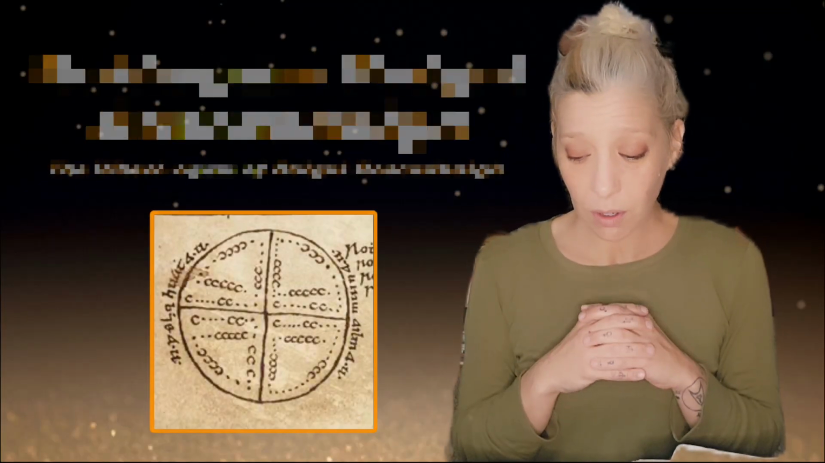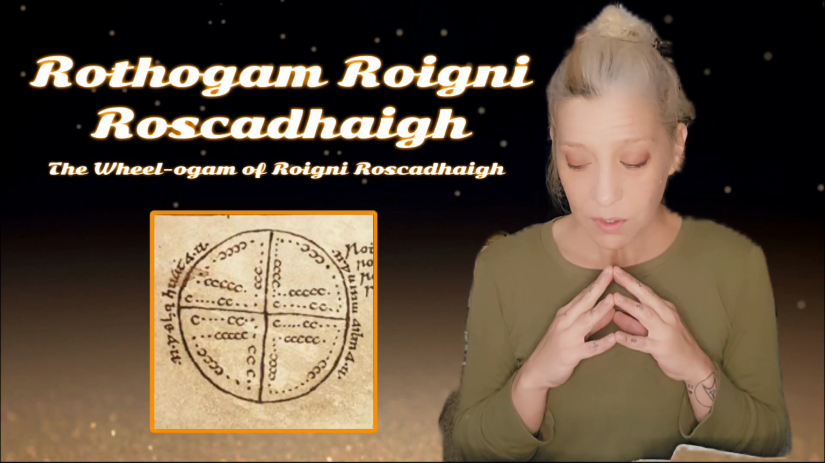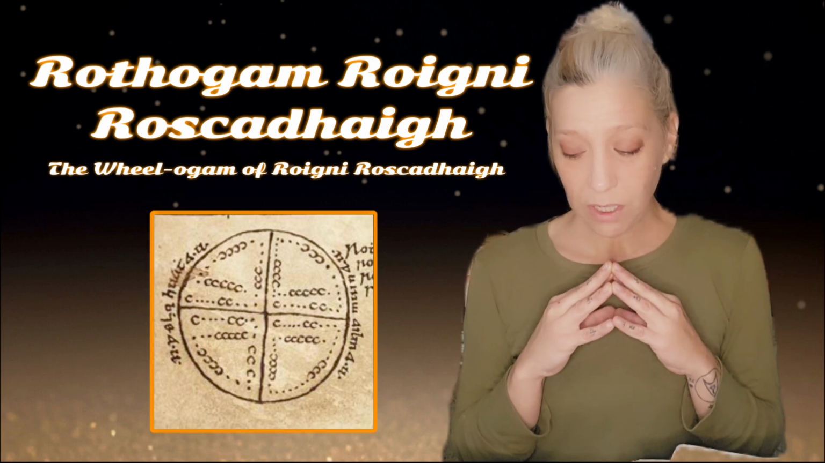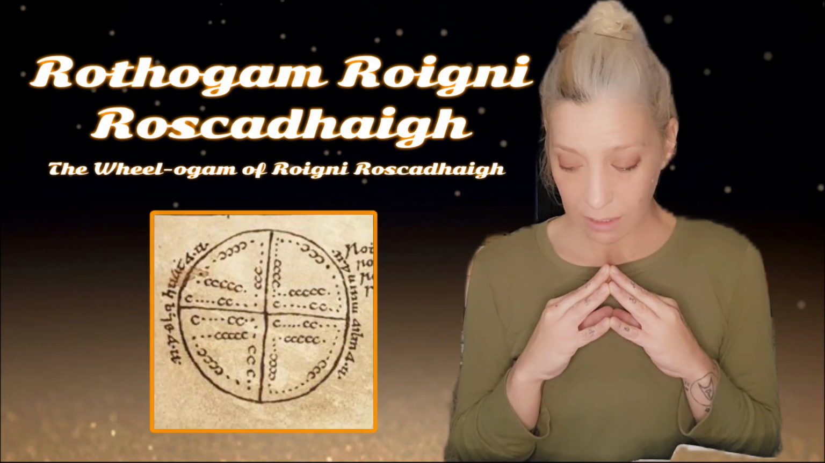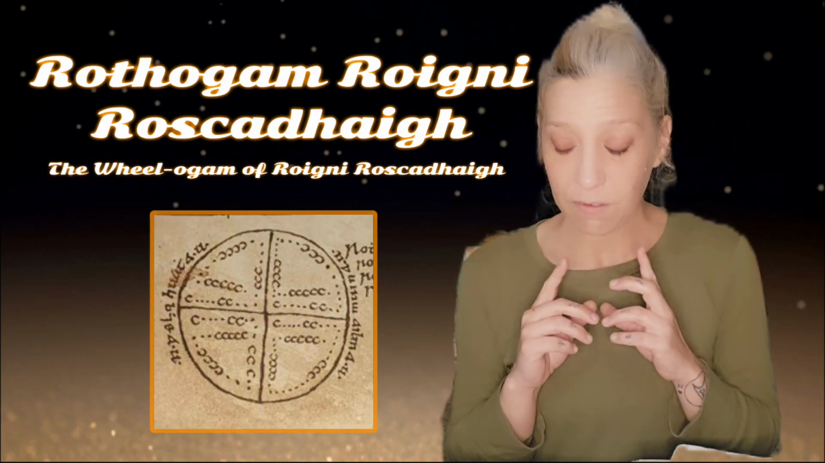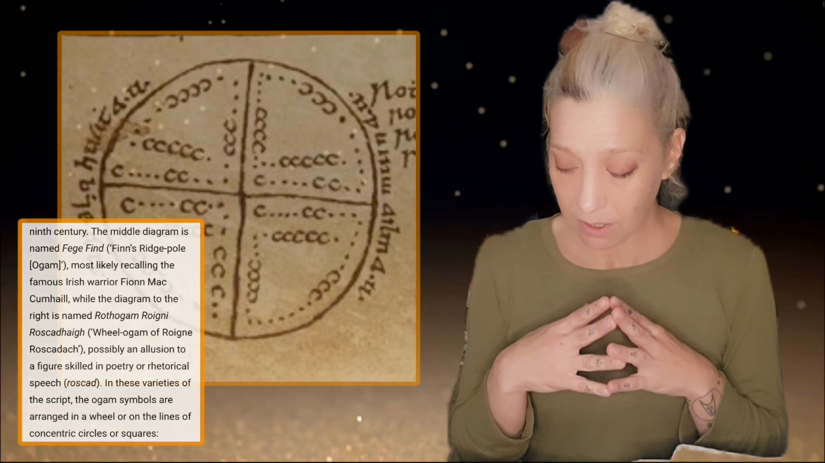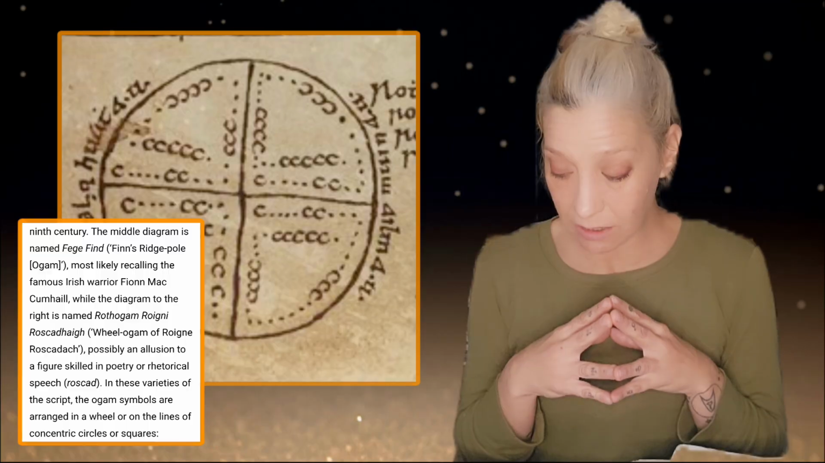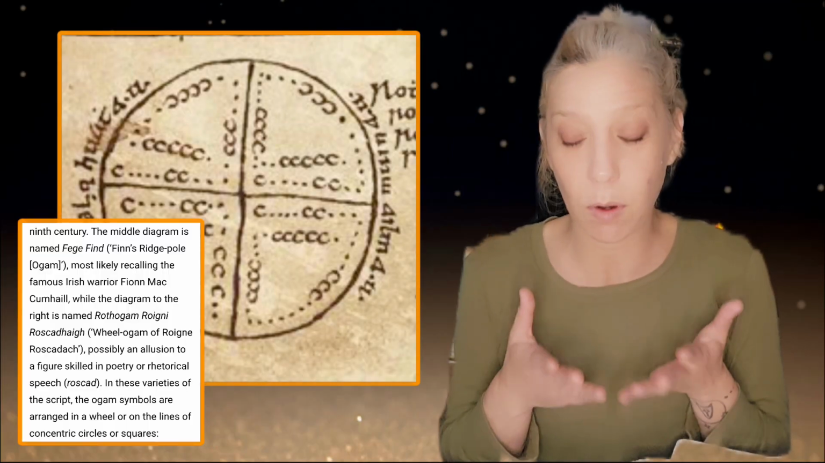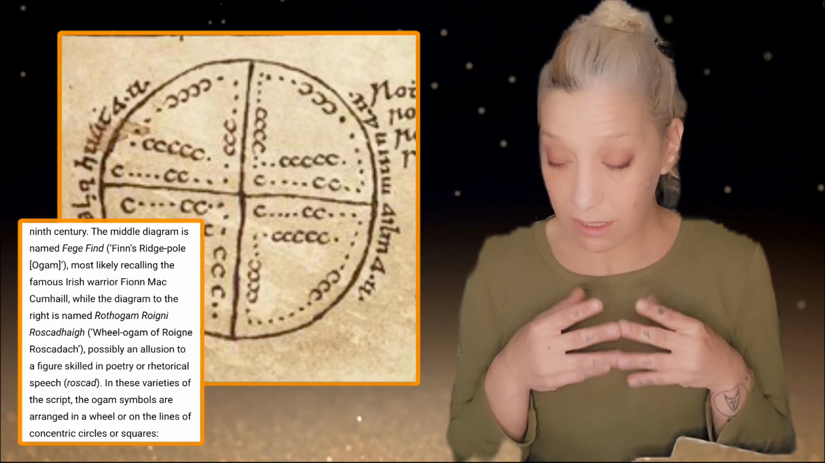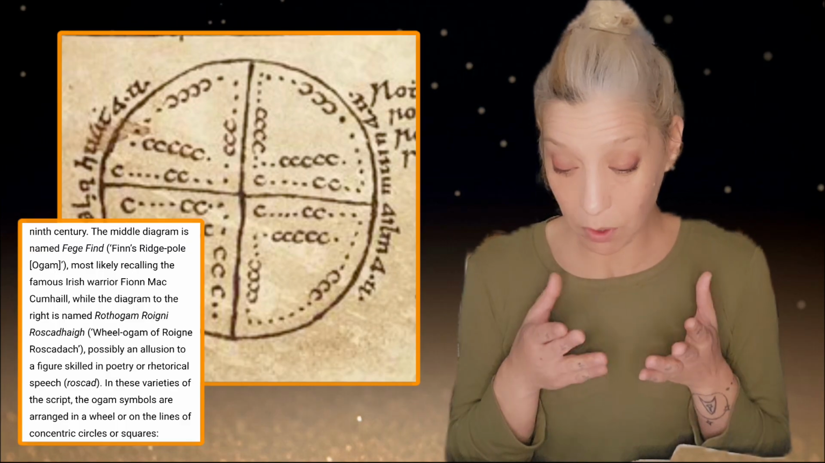Then we go over to the next one, which is the Rothogam Riogni Rashtag, the wheel Ogham of Riogni Rashtag, but he was possibly a figure who was skilled in poetry at the time, in rhetorical speech, which means Rashtag is the name for a person who is skilled in rhetorical speech or poetry.